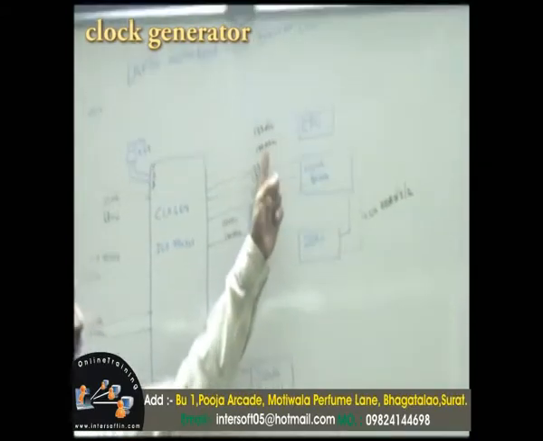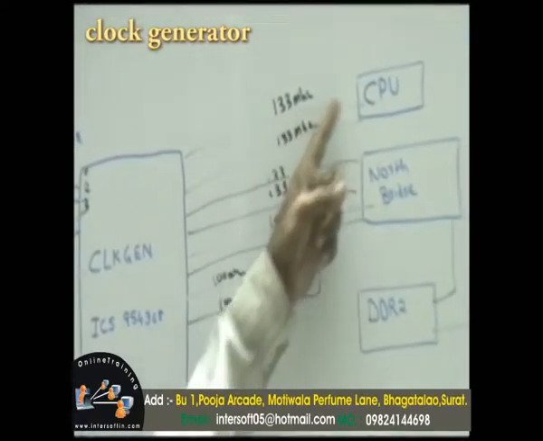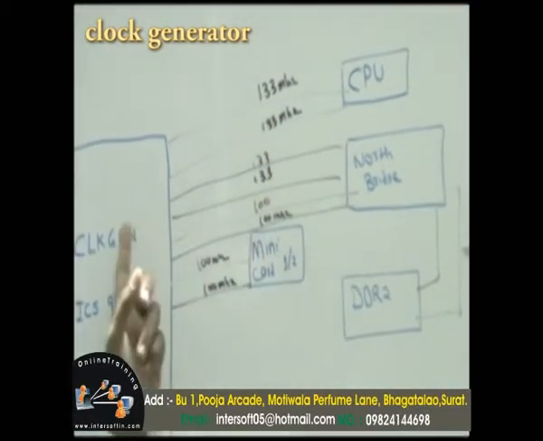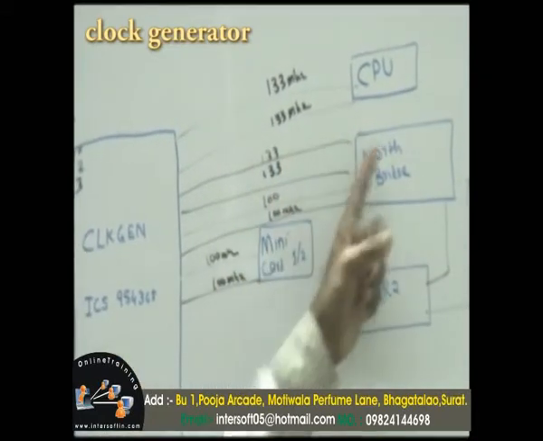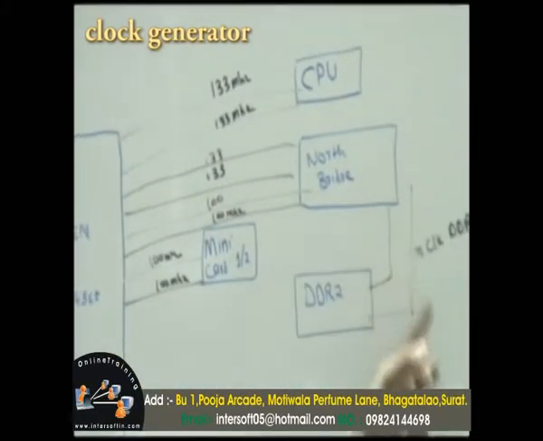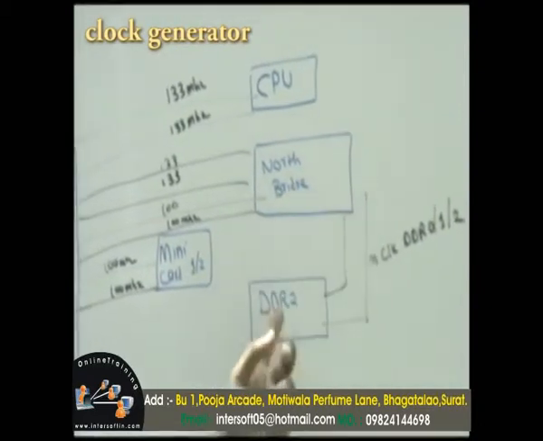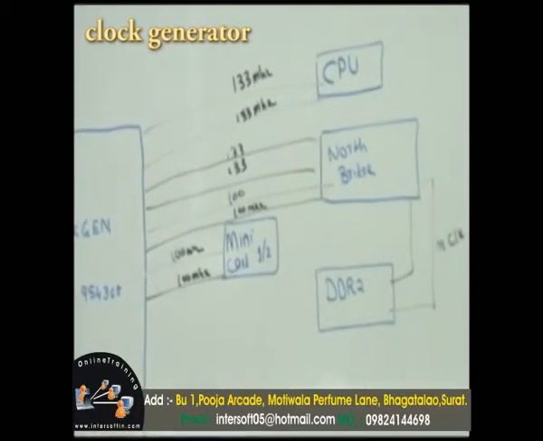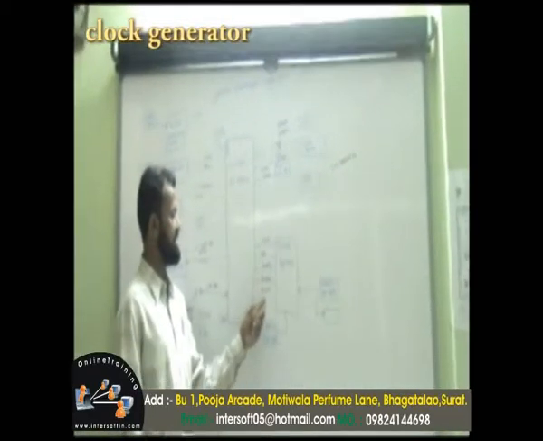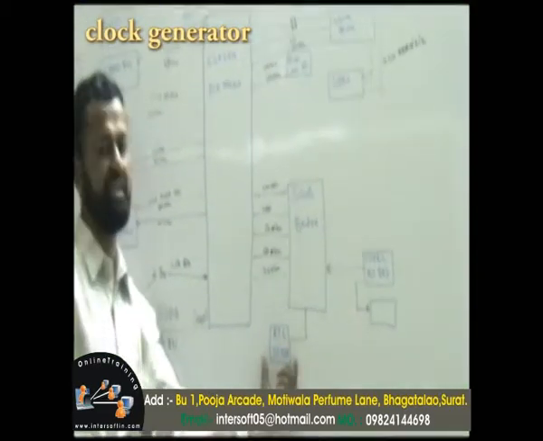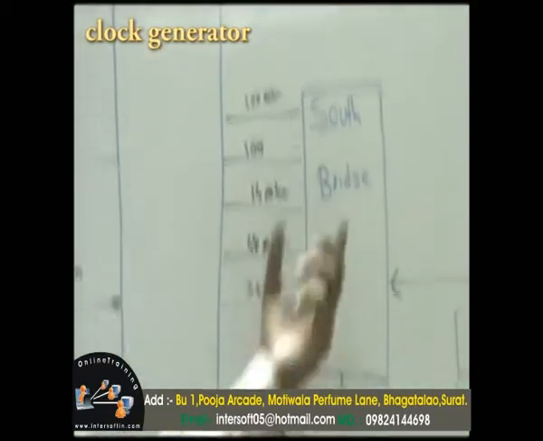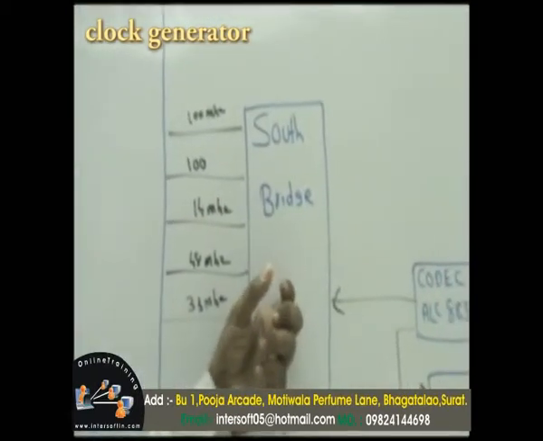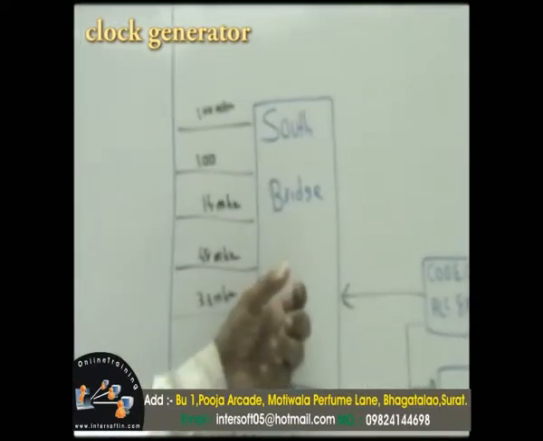CPU requires 133 megahertz, so it will generate 133 megahertz to the CPU. The North bridge requires 133 and 100 megahertz, so it will generate 133 and 100 megahertz to the North bridge. From the North bridge, the DDR RAM is given the clock signals. Mini card requires 100 megahertz. South bridge requires different crystals, and other than this, it has its own RTC, real-time clock crystals. So South bridge requires RTC, and South bridge is always on. It always runs on the CMOS battery also.